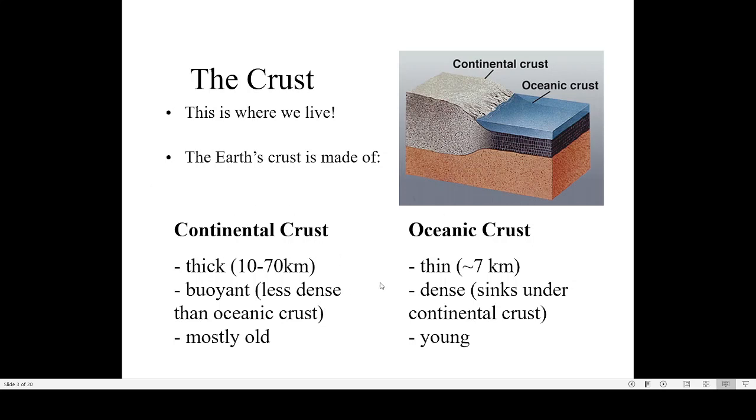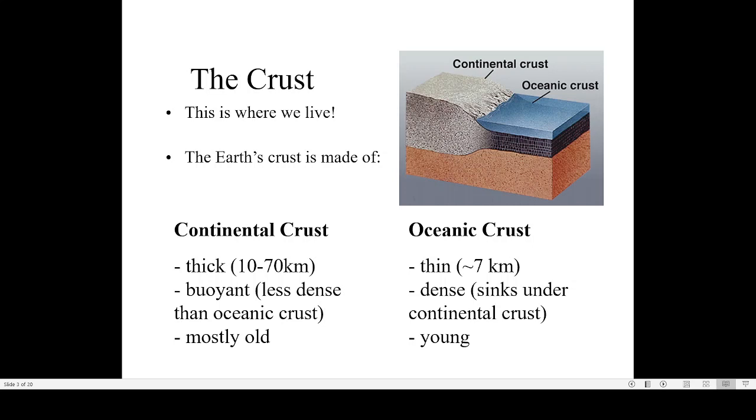Now based on thickness also, here you can see that the thickness of the oceanic crust is around 7 kilometers. And if you look at the thickness of the continental crust, it is thicker, around 10 to 70 kilometers in depth. The width or depth of the continental crust is larger or bigger. So that is basically the difference between oceanic and continental crust.